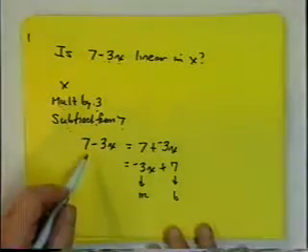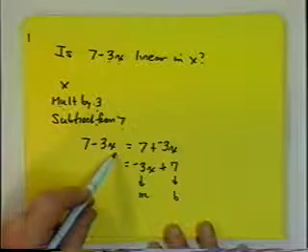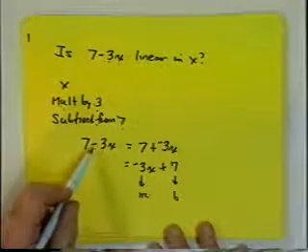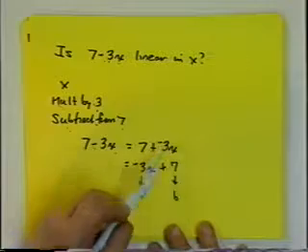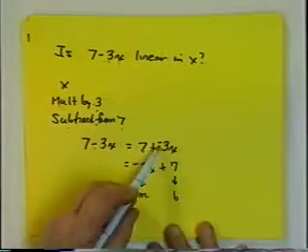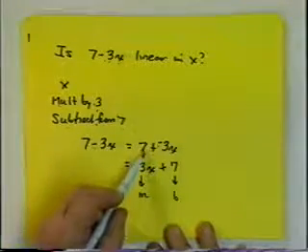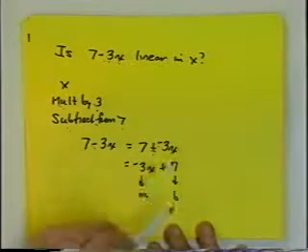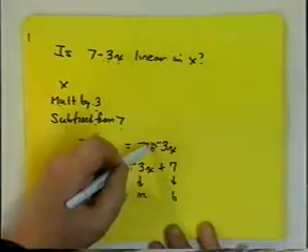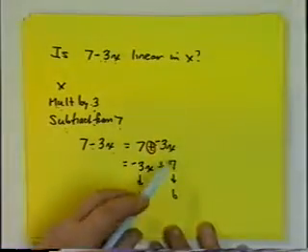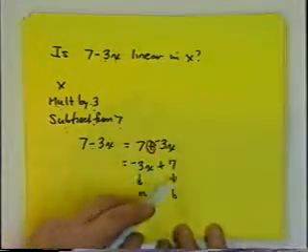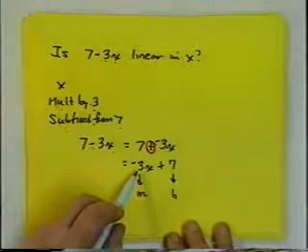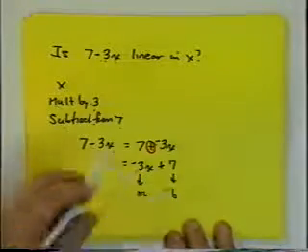Let's apply the rules of our game. This is 7 minus 3x. One of our rules said what? To subtract, you could always add the opposite. So 7 minus 3x is the same as 7 plus negative 3x. This is now an addition problem. In an addition problem, can you add in any order you want? Yes, it's commutative. So we can now write this as negative 3x plus 7.